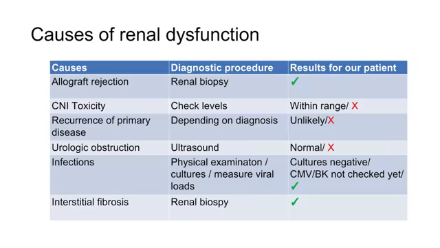So to exclude allograft rejection, a renal biopsy is necessary. To exclude toxicity of the calcineurin inhibitor, levels have to be checked. They were normal. Recurrence of the primary disease was not likely. In this patient, there was no urological obstruction. The ultrasound was normal. There was no urinary tract infection. BK virology was not checked yet. To exclude IFTA, a renal biopsy is necessary.